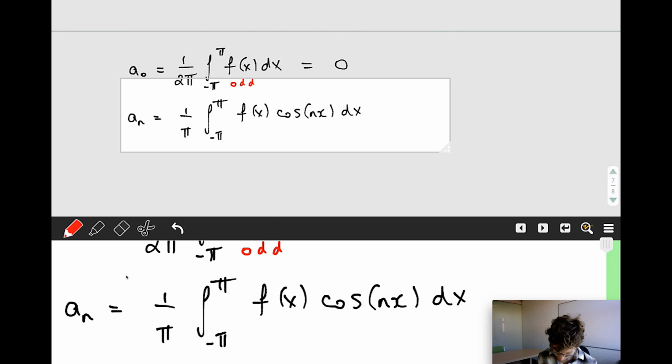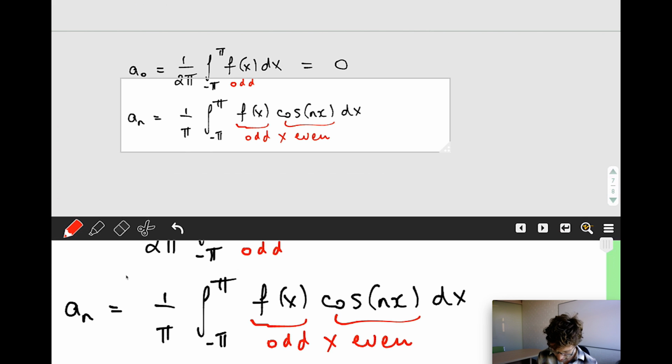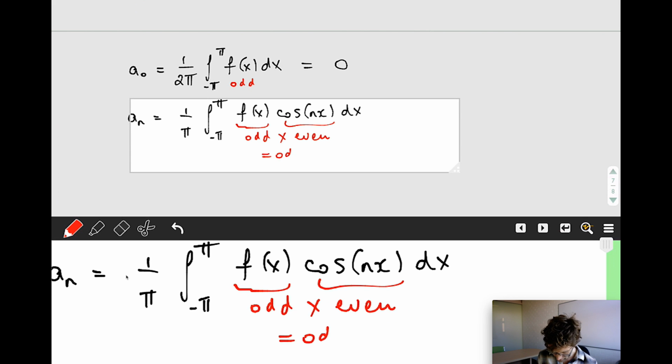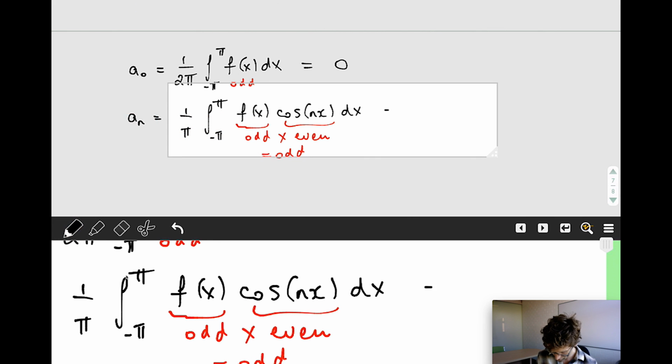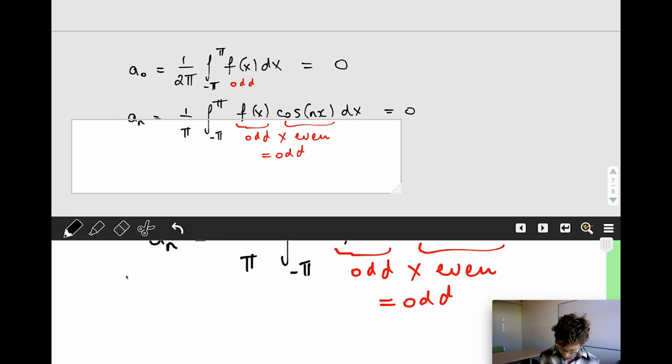So once more, I'm going to use the fact that f of x is odd. Cosine is even, so even times odd is odd. So I've got the integral of an odd function, which again is equal to 0. So without having to do any specific integration for a0 and an, I've found that both of those coefficients are equal to 0. So just stating that f of x is an odd function is enough to tell me that a0 and an will vanish, and I'm left with bn.